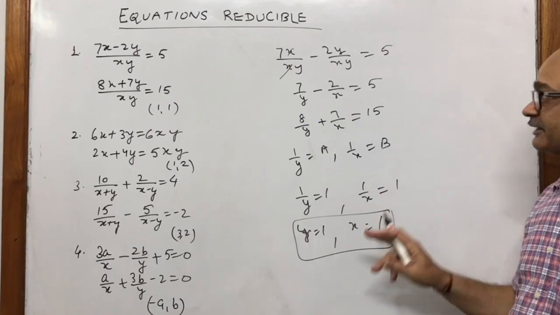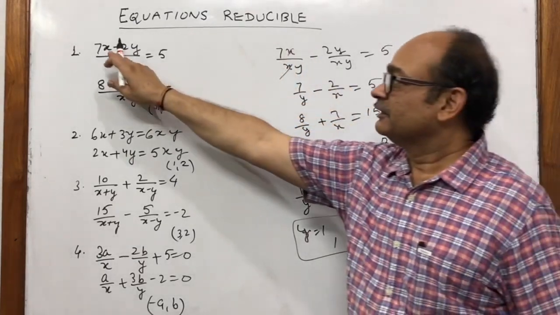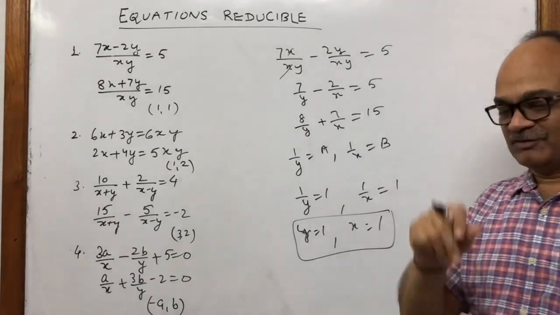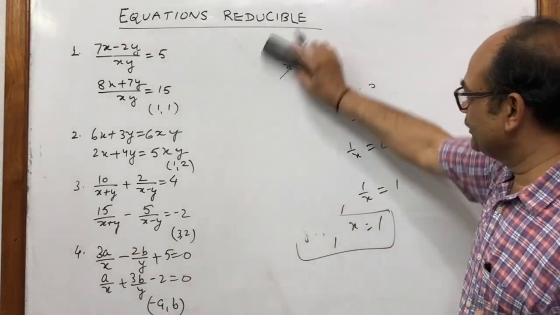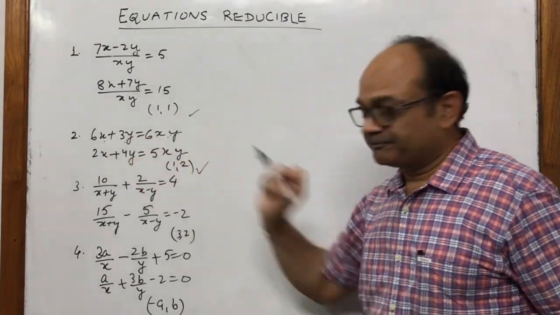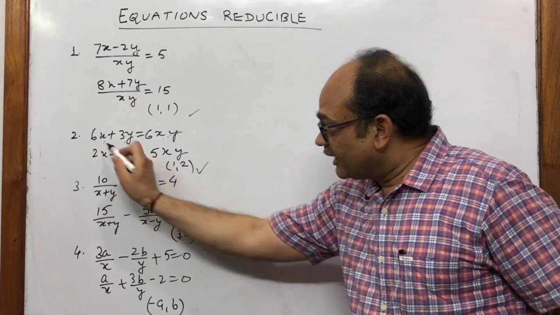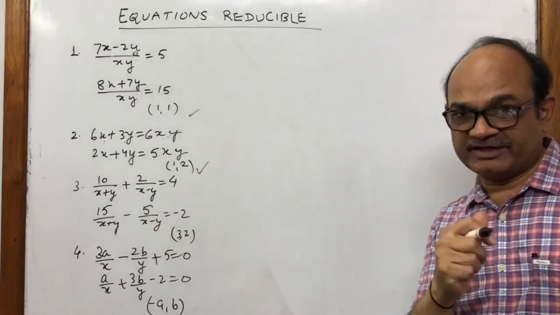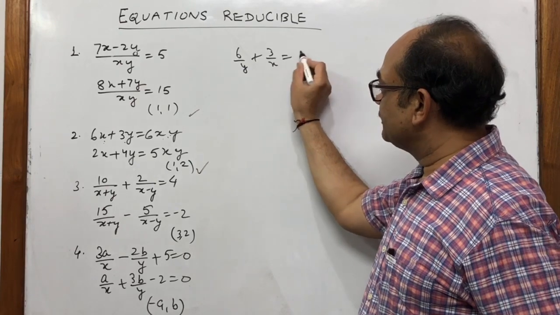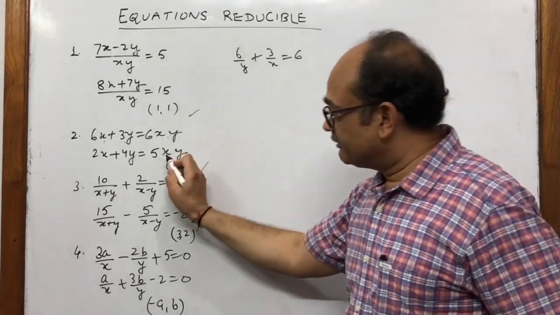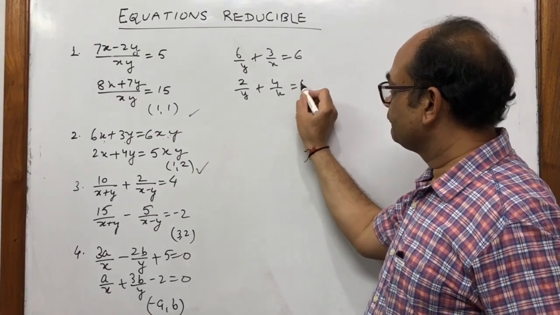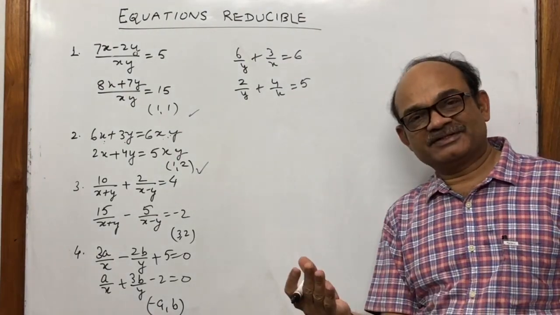If you want to check, you can substitute x and y here, and you are getting LHS equals RHS. One more question. In this way, let us take the second sum. Here xy and here x and y. If you divide both the equations by xy, what are we getting? 6 upon y plus 3 upon x equals 6. Similarly, divide this one also by the same xy. What are we getting? Now the same as the previous sum.